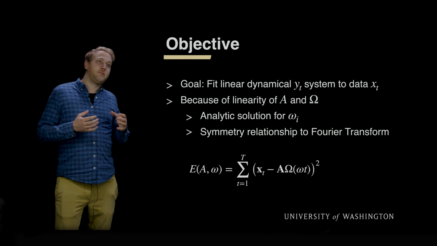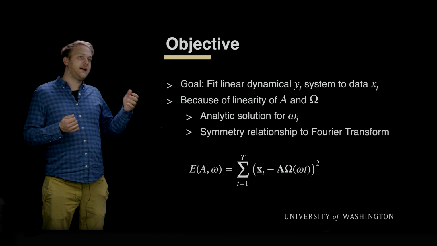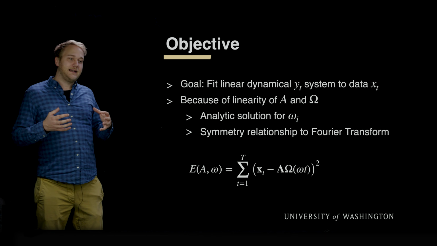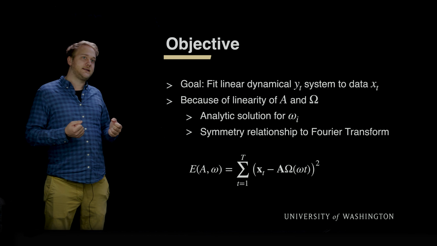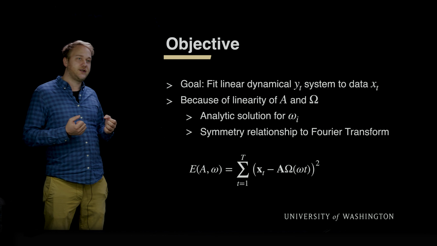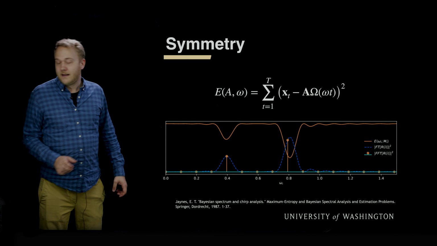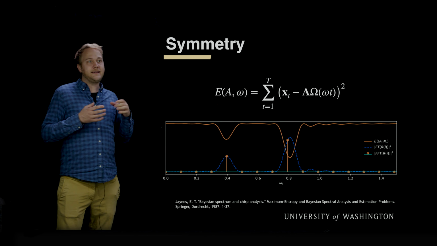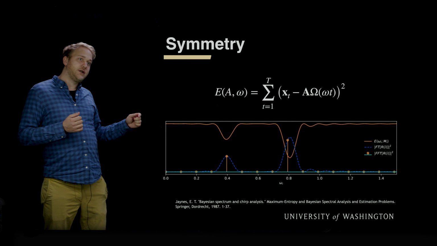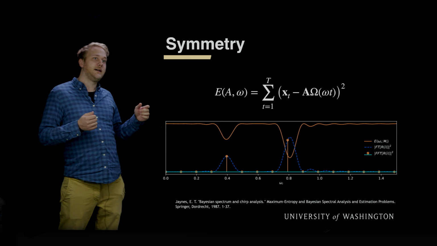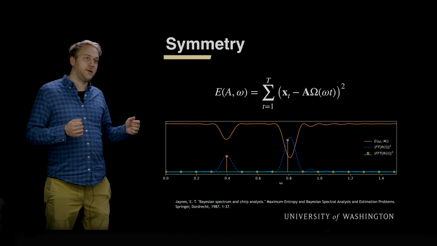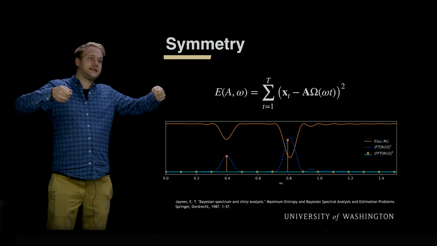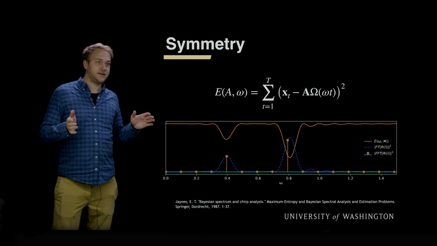So the nice thing is, because A is linear and omega describes a linear dynamical system, we can actually find an analytic solution for omega i. And basically what comes out, if you solve this optimization objective, is a very nice symmetry relationship to the Fourier transform. So if you solve this objective for omega i, what you basically get out is the following. The orange graph shows this error function, and the blue graph shows the Fourier transform. So colloquially speaking, if you take the Fourier transform, you move it up on the y-axis, and then flip it on the x-axis, you get the error surface.